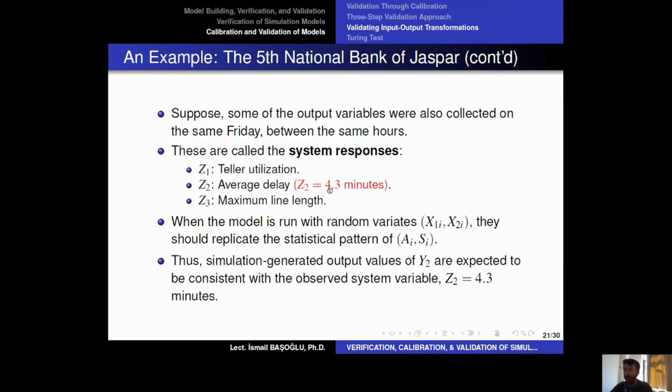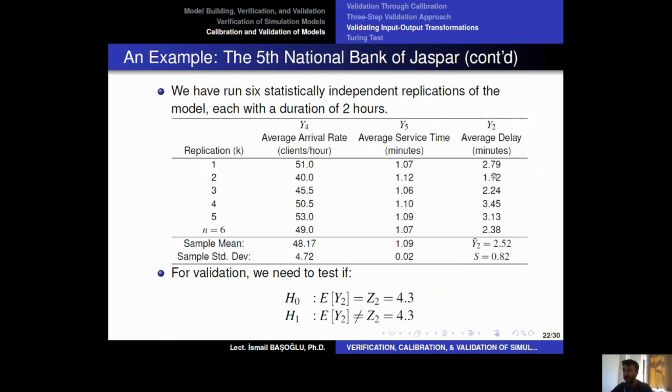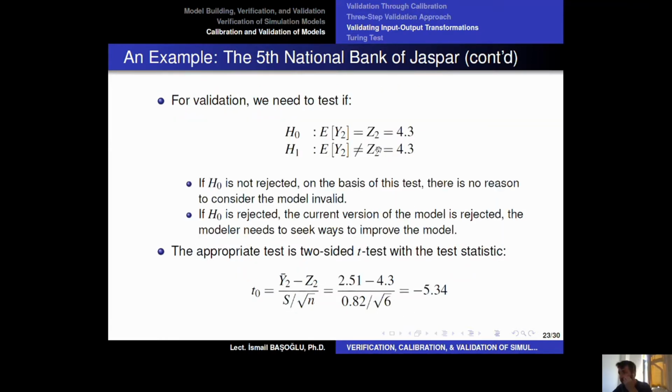Now, you remember, we have collected the output data. The average delay collected on the same day was 4.3. Now, the average delay distribution, can it have a mean of 4.3 or not? We need to check that with this formal hypothesis testing, which is a t-test basically. We are going to test if the null hypothesis can be true or it is not true.